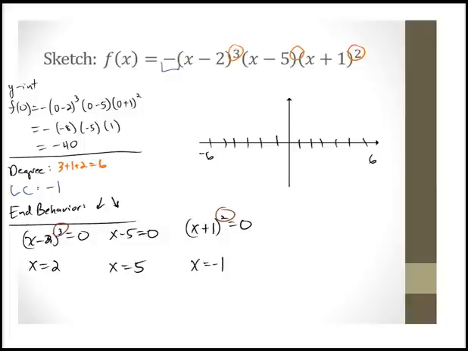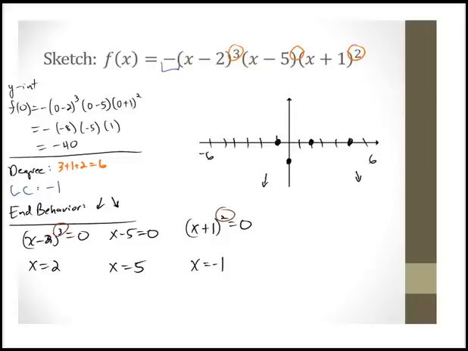Plot the x-intercepts. We have an x-intercept at 2, an x-intercept at 5, and an x-intercept at -1. End behavior: down on the left, down on the right. I have a y-intercept at -40. Let's just say that this is -40. Here's my y-intercept. Alright, so starting from the left, we're all the way down on the left.